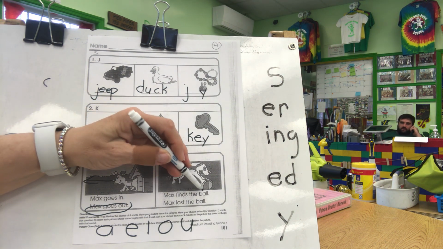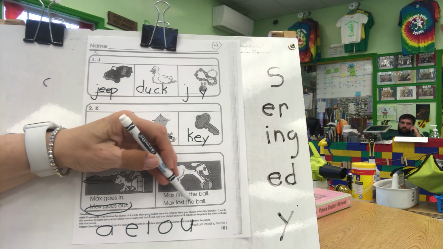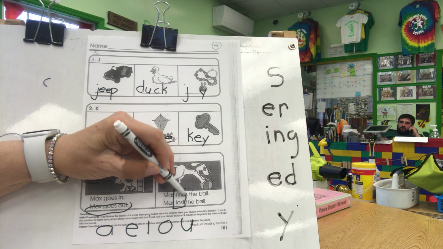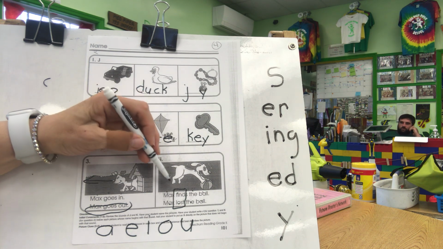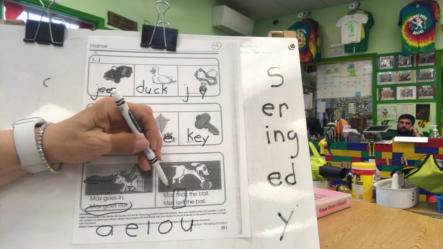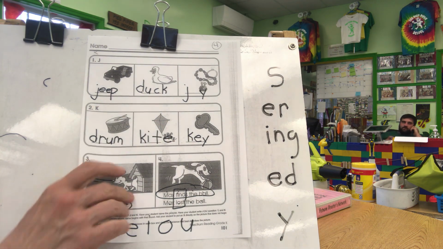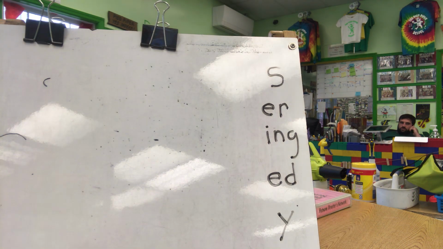Max finds the ball. Max lost the ball. These words are all the same, so the word that we need to figure out is find or lost. Did he find it or lose it? I think you're right, he found the ball. Good job. Group 1 reading was good today.